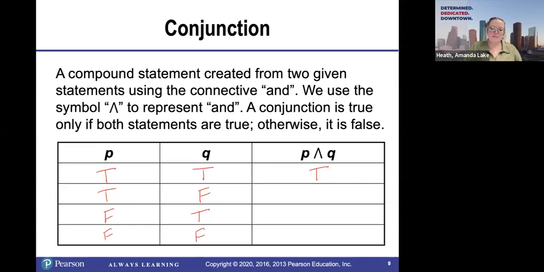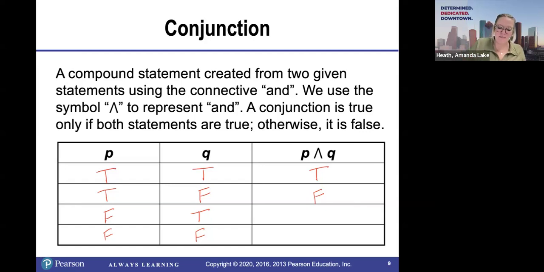Now, if P is true and Q is false, then P and Q will have to be false. So if the parking garage is full, but it's not raining, then the claim "the parking garage is full and it's raining" would be false because one of the two has failed.